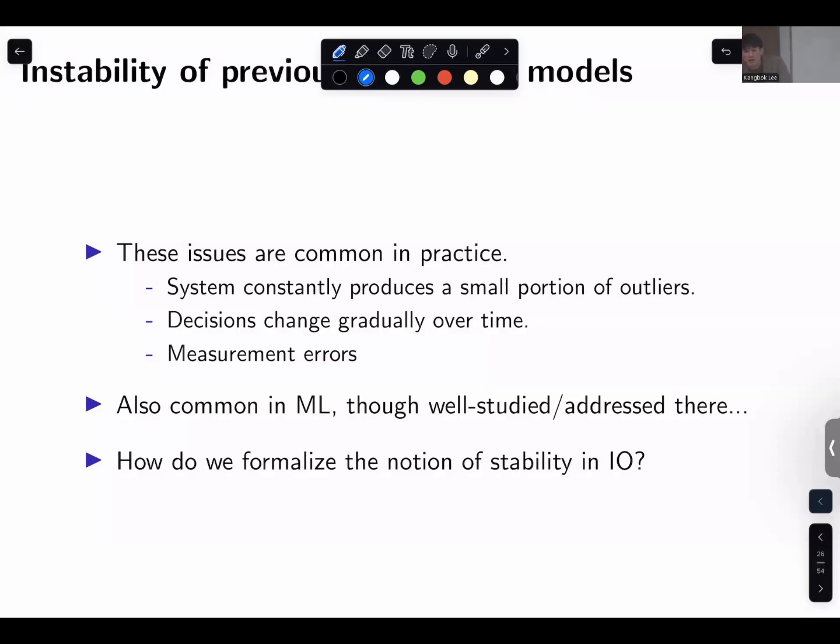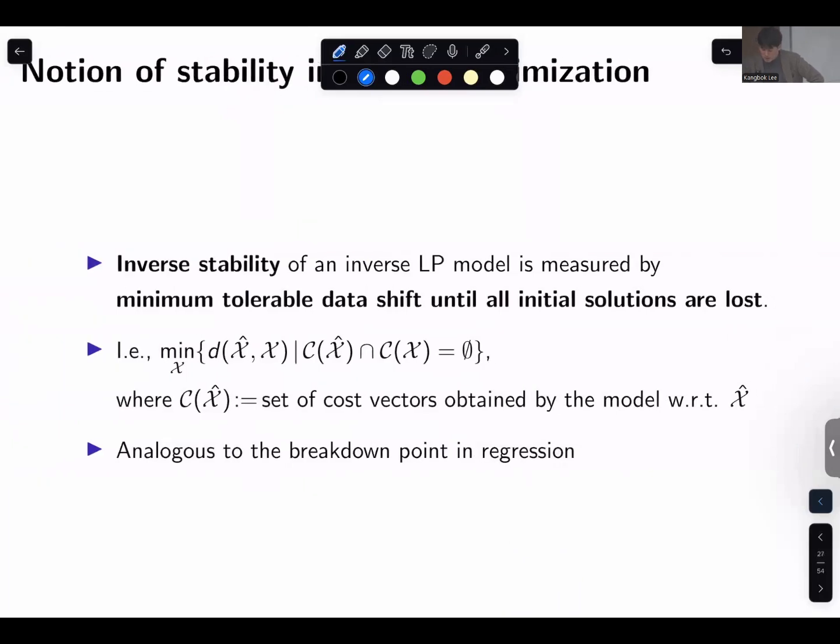And if you think about it, that's what people do in machine learning, for example, robust regression. There's regression, they saw some problems, so they developed robust regression. Similarly, can you do this for inverse optimization as well? There's no well-defined notion of stability in the inverse optimization literature, but some papers have suggested stability measures, and one of them is the following. It is called the inverse stability measure.